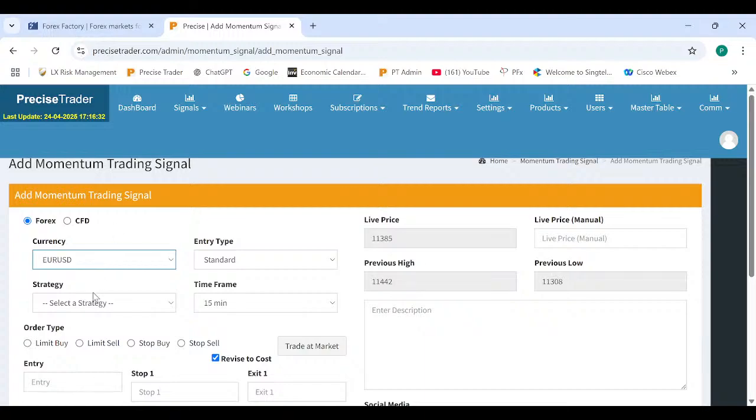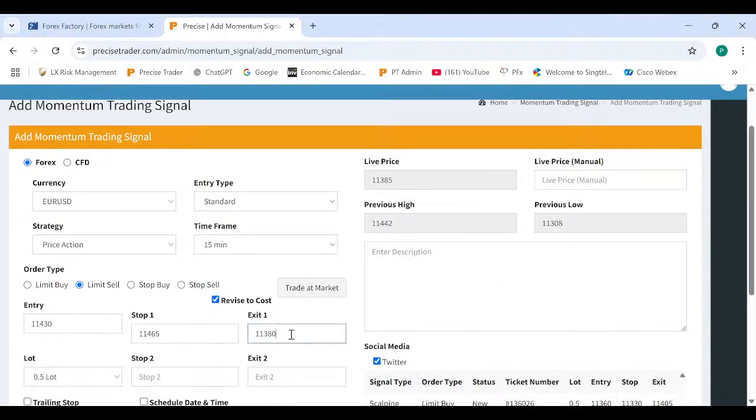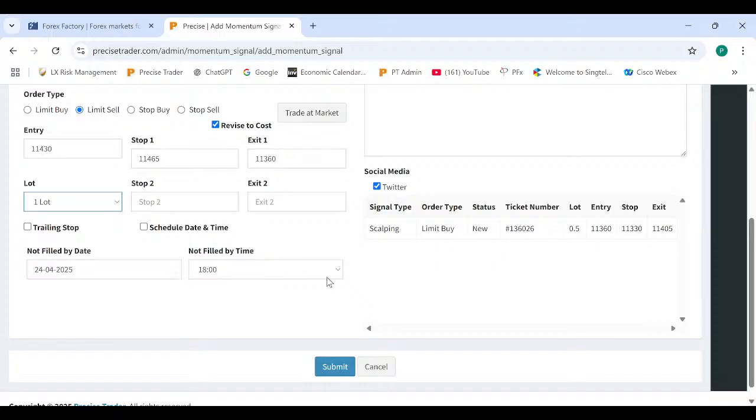We will try to sell at 11430 or 11440. Okay, stop at 65, and this one we can exit at 11360 or 11330. Okay, we'll put it as 60 as a comfortable level, and this one we can go for one lot, and this expiry should be maybe until 20.